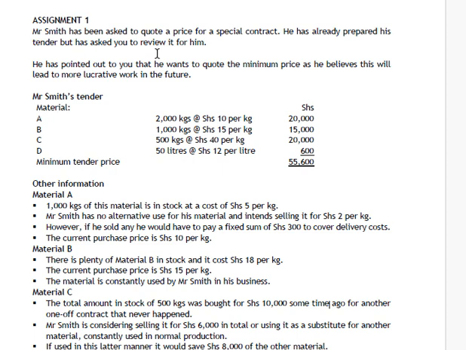Material A, 1,000 kilograms of this material is in stock at a cost of shillings 5 per kilogram. Mr. Smith has no alternative use. Now this is very, very important. These materials have no alternative use. So this is something to look at very, very carefully.